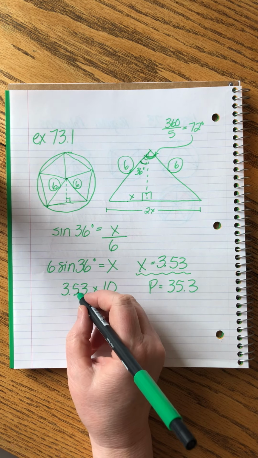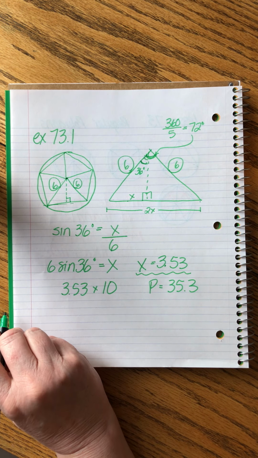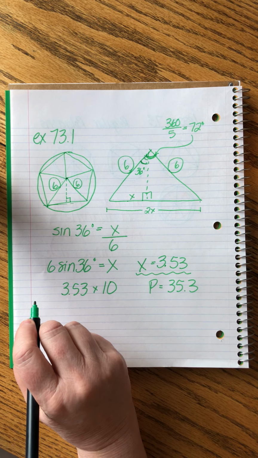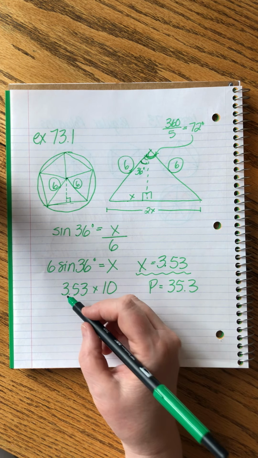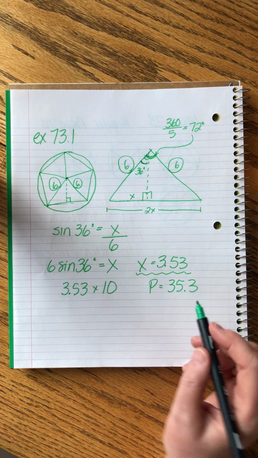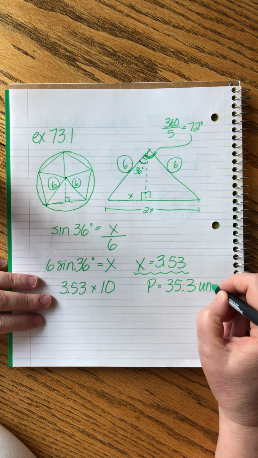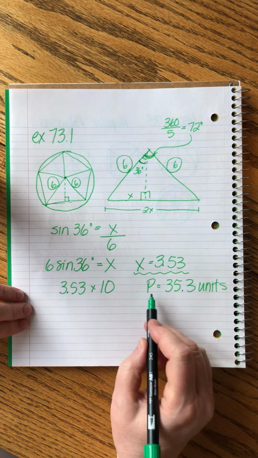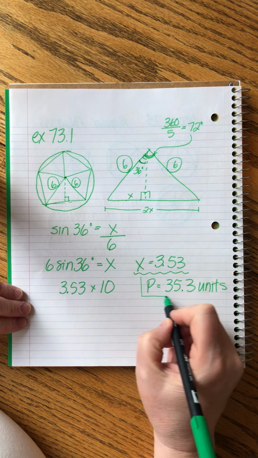35.3. I just bumped this. No, I did it. No, that's right. I'm multiplying by 10. I was trying to move the decimal more places than that. 35.3, what are my units? They don't say, so it's just called units. I mean, they call them units. That's the perimeter. All right?